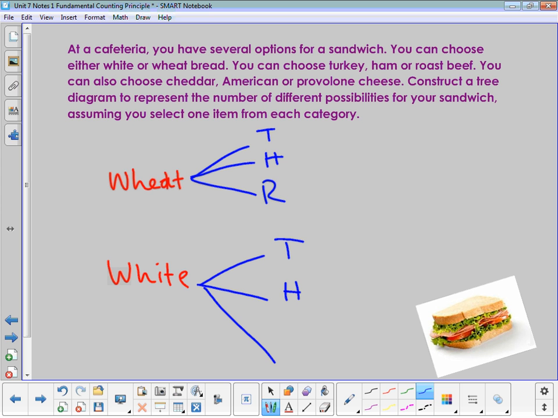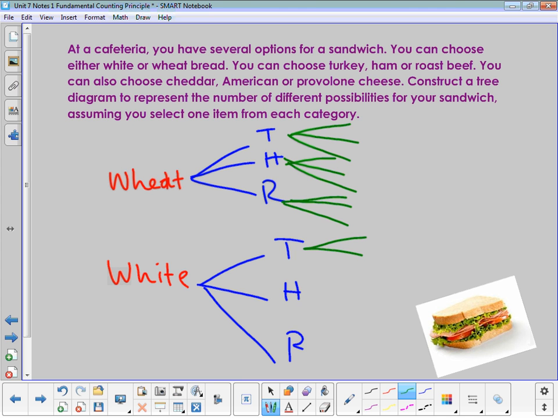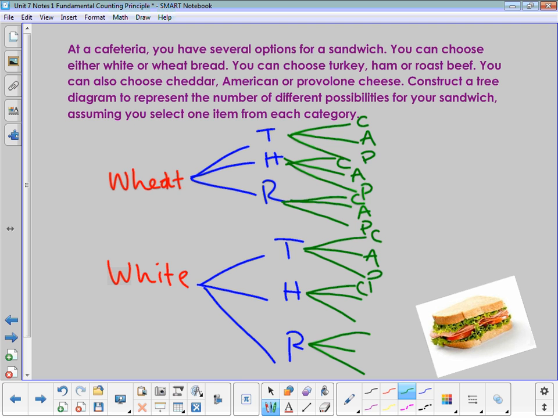And after we choose our meat, we're going to choose a cheese, and we have three options for cheese. So there's three branches that come off of each one of the previous stems. And the cheeses are cheddar, American, and provolone, and so on all the way down.